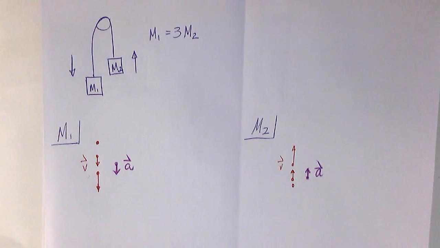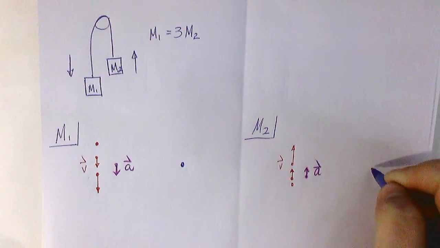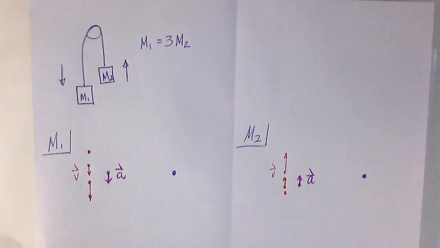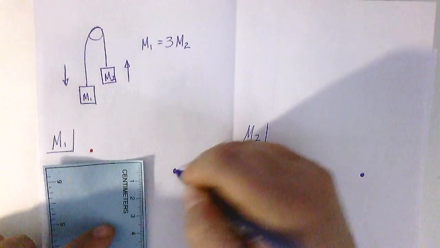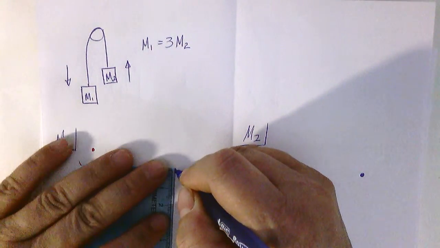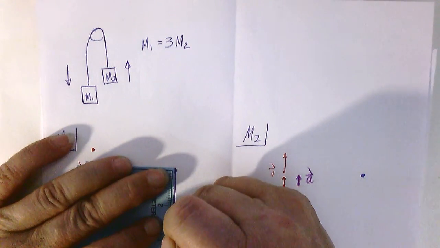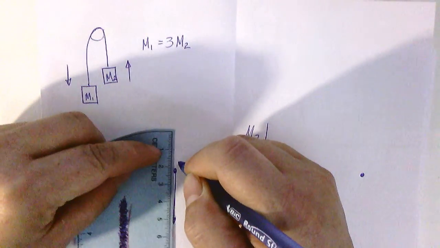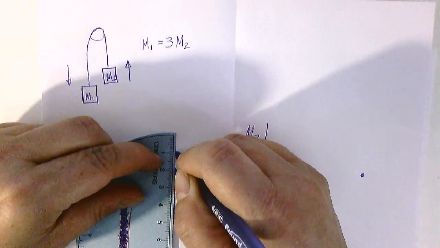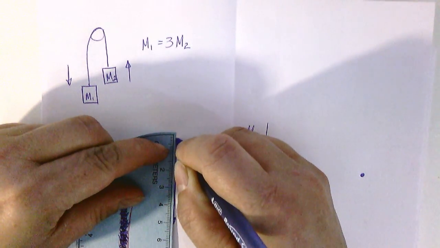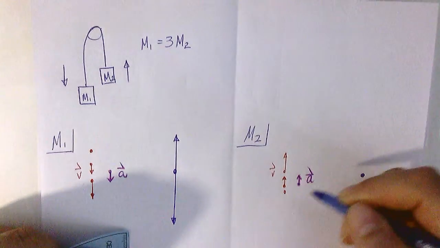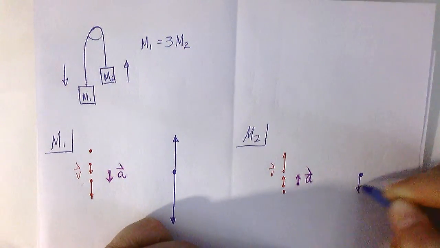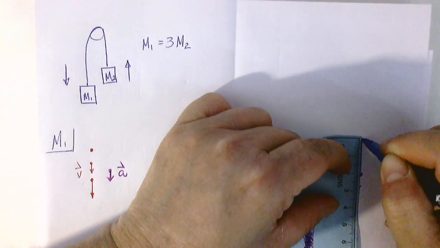Okay, so let's go ahead and draw our motion diagrams. I'm sorry, our free body diagrams. We're going to do that with a dot. Now, remember that M1 is 3 times M2. So that means its weight has to be 3 times greater. So I'm just going to make the weight 3 centimeters long. And I'm going to make the tension 1 centimeter long. Actually, I better do 2. Let's do 2. Okay. Over here, I'm going to make this 1 centimeter long. And I'm going to make this 2 centimeters long.